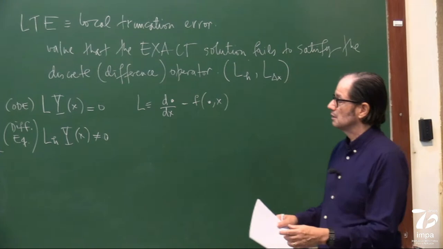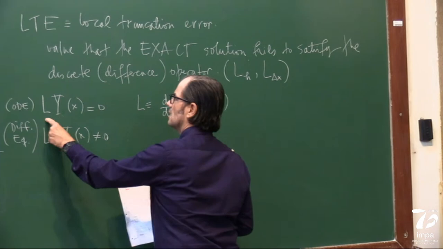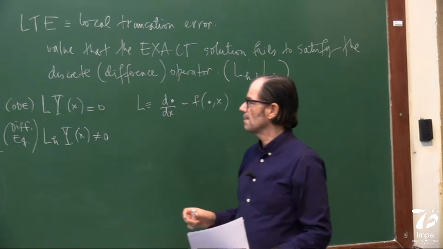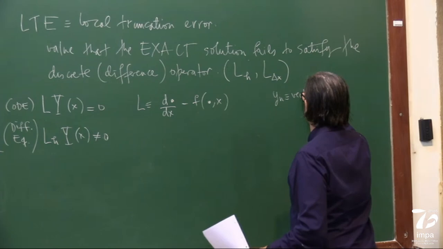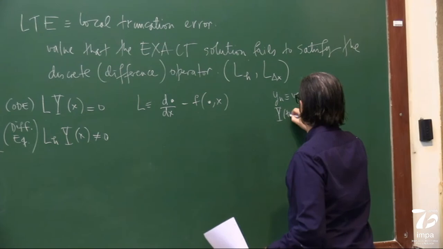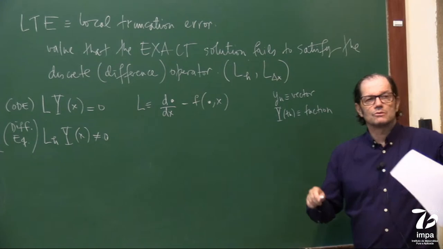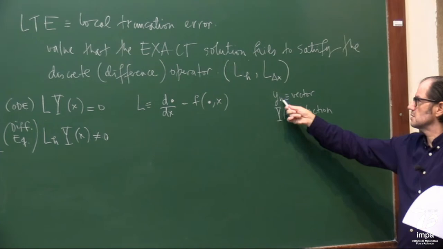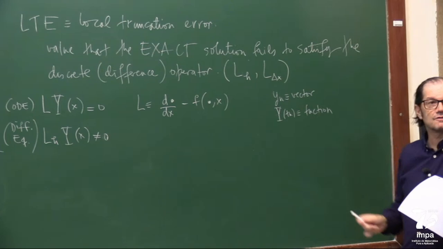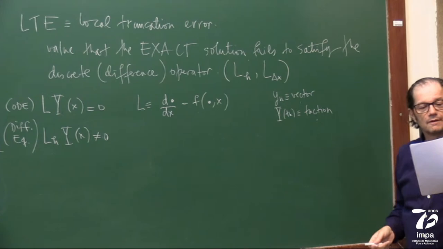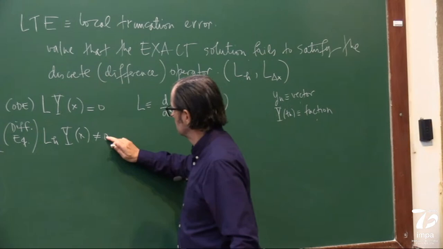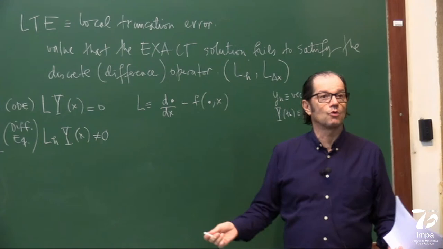As I mentioned, the notation from last class is that a capital Y means the exact solution of the differential equation. And when I have this, it will mean a vector. Sometimes I might just use Y, and if you get confused, complain. But usually I want to stick with Y sub n as a vector, and capital Y of Tn as a function. This is the solution of the differential equation, and this is the solution of the difference equation. So, of course, the exact solution of the ODE does not satisfy the difference equation.